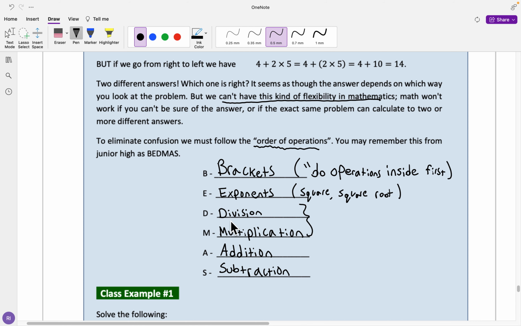And then once you get down to division and multiplication, it actually isn't a big deal which of these you do first, but we might as well go from left to right, in either order. The same goes for addition and subtraction. So the order here isn't really a big deal, but we'll go from left to right.